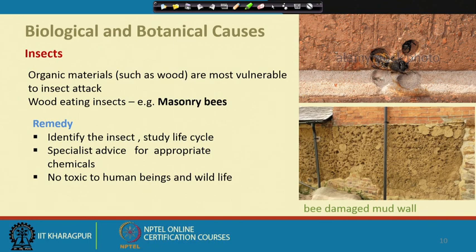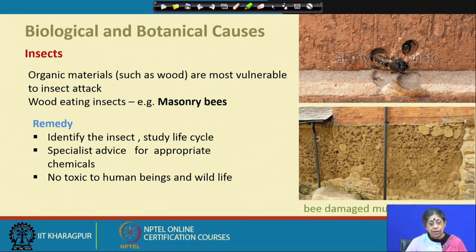Whatever I have just given is one example. There can be varied types of insects depending on the climate, the place, and the local habitat system. So, first we have to identify the insect and study its life cycle. With the help of a biologist or other expert, depending on the expertise they have, we have to study the life cycle of these insects, and then take specialist advice for the appropriate chemical.